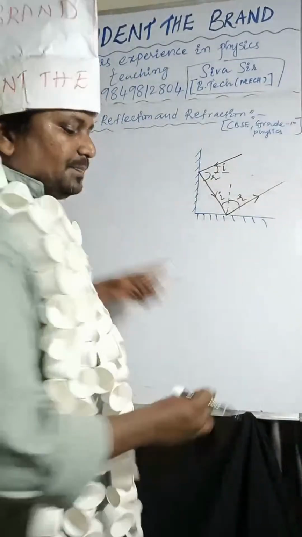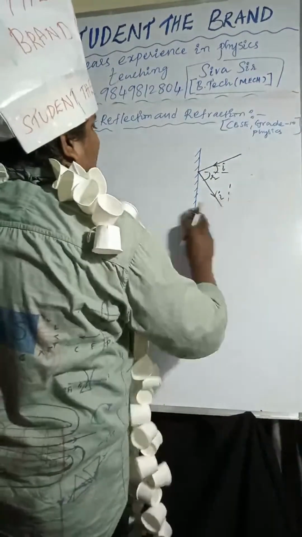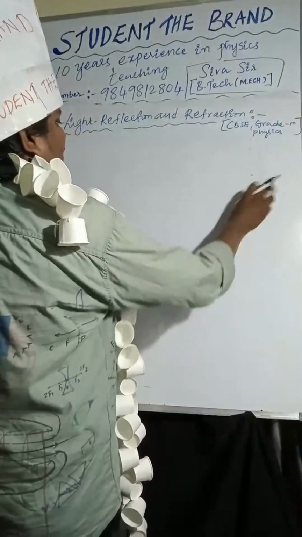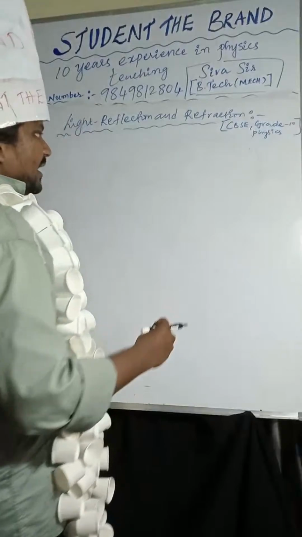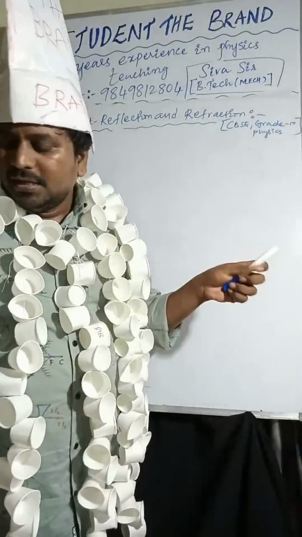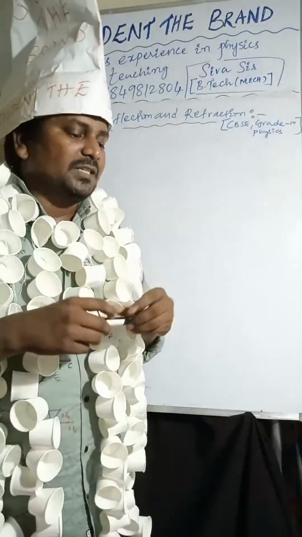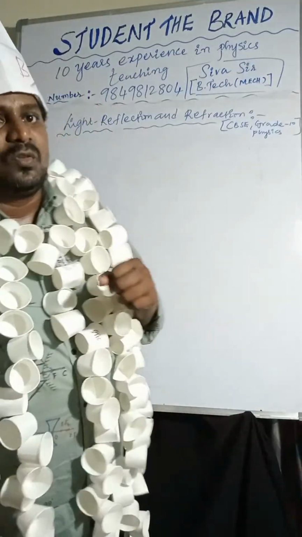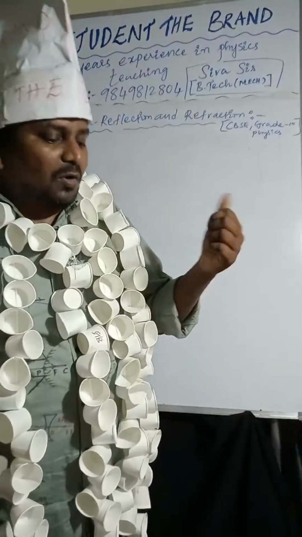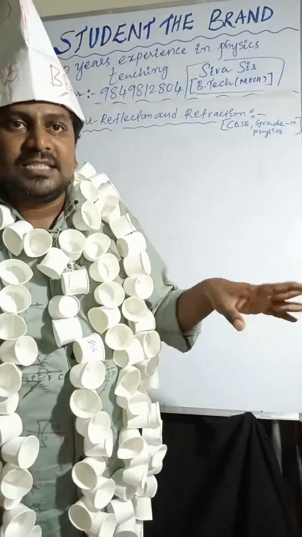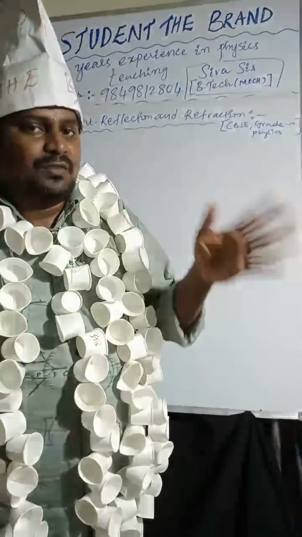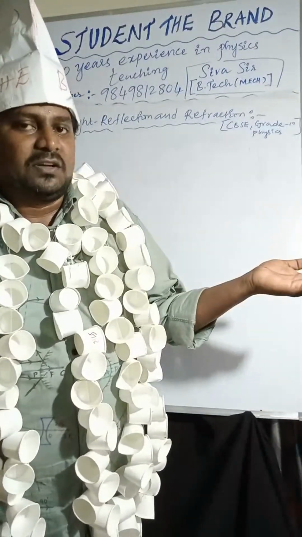Next, we are going to object and image. But till now, whatever I explained, I will ask a few questions, so if you know the answer, you can tell me. First question, what is reflection of light? The bouncing back of light from a reflecting surface is called reflection of light.